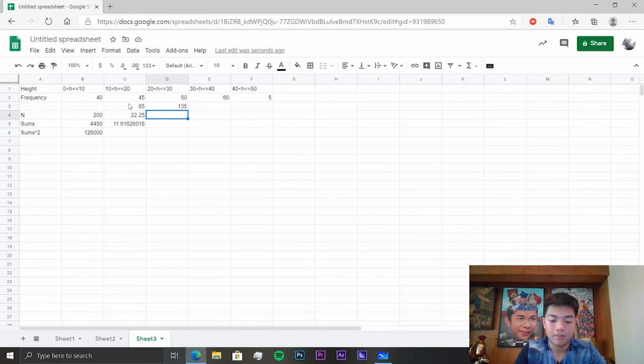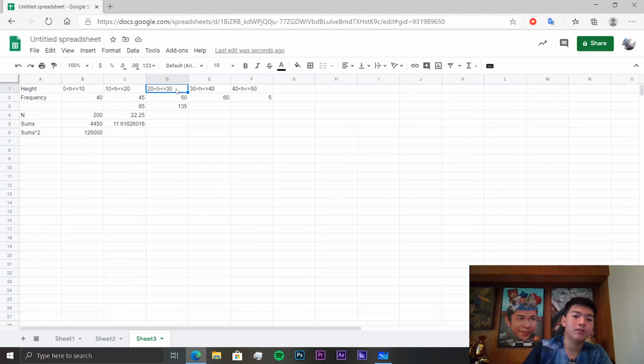So 100 minus 85 is equal to 15, and 135 minus 100 is equal to 35. So 15 plus 35 is equal to 50. So it's only going to be 15 over 50 of the distance, or 0.3. So it's only going to be 0.3 of this class interval. So I think 23 is a better estimate, since 0.3 times 10 plus 20 is 23.